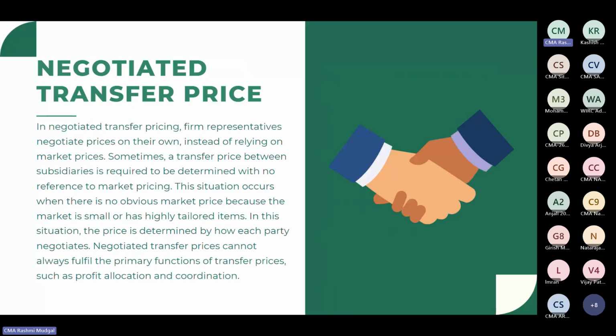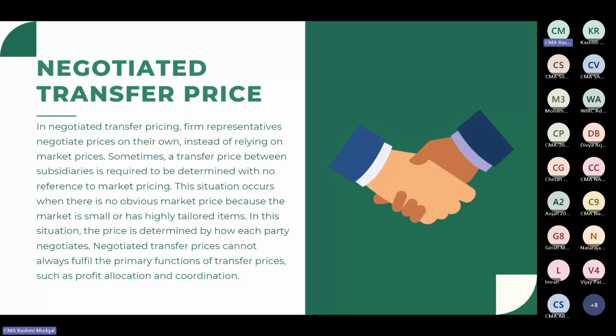Next is negotiated transfer pricing. What does negotiated transfer pricing do? In negotiated transfer pricing, company representatives negotiate the price on their own. So they sit at the table and decide: this is my cost of production, I'm going to sell it at this price. If you are ready, then fine. If you are not ready, I'm going to sell it in the open market. So in the negotiation, there is hardball playing. Instead of relying on the market price or the cost of production, they go with the negotiation.